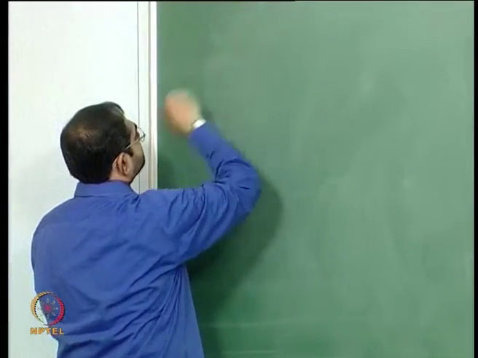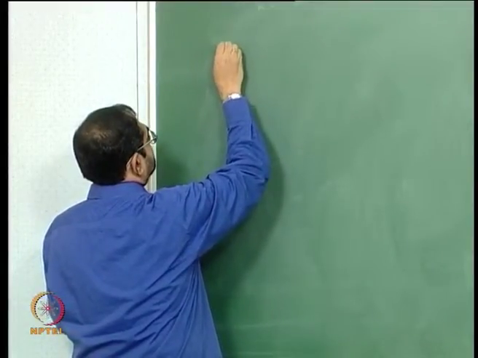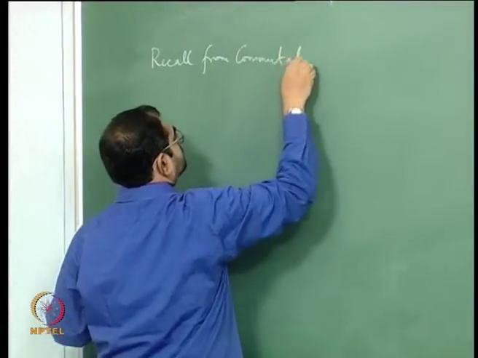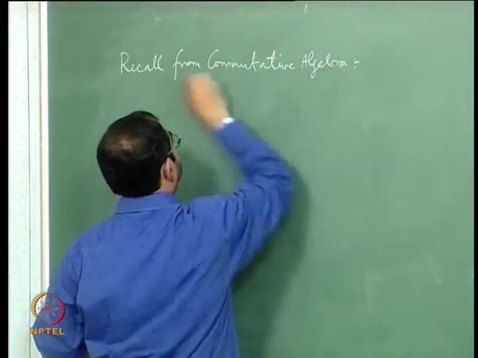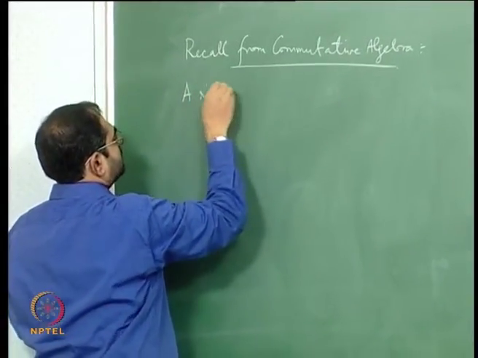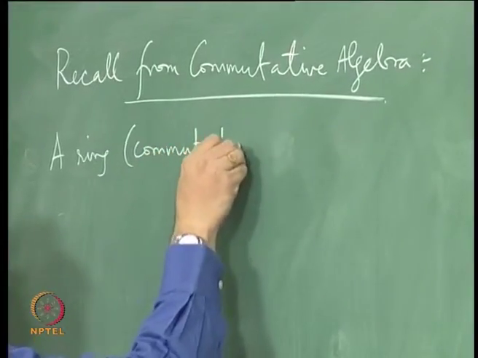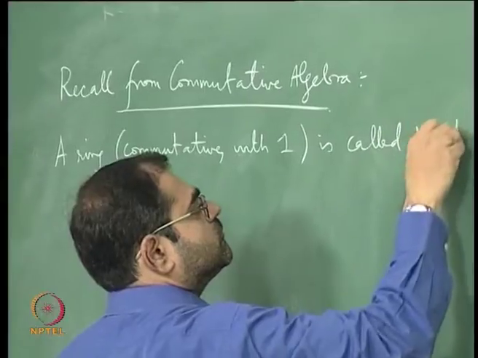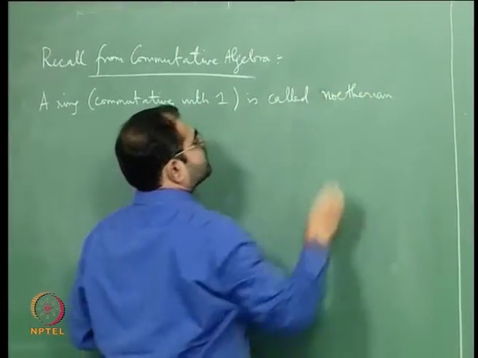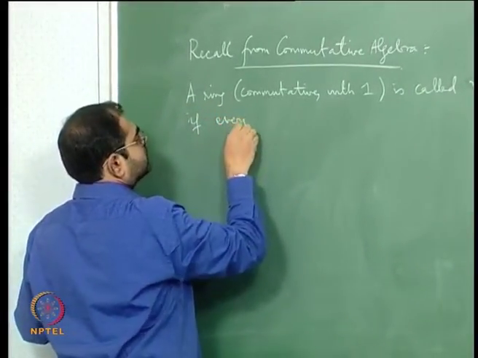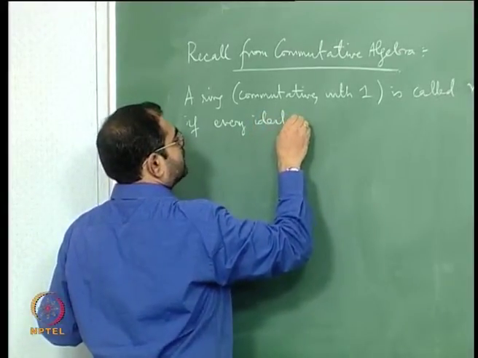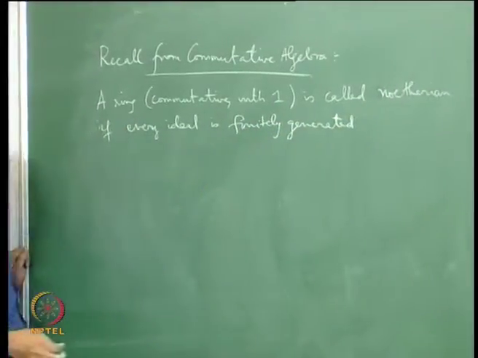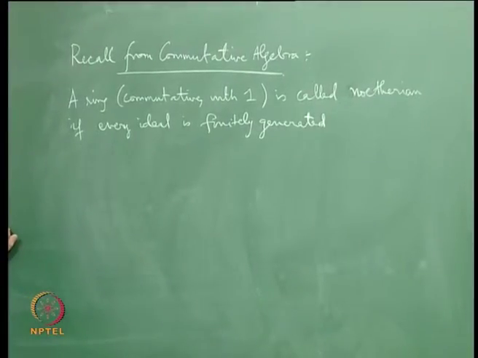So recall from commutative algebra, a ring, commutative with 1, is called Noetherian if every ideal is finitely generated, okay. A Noetherian ring is a ring in which every ideal is finitely generated.